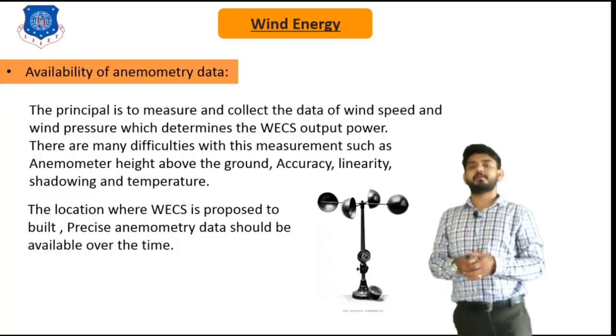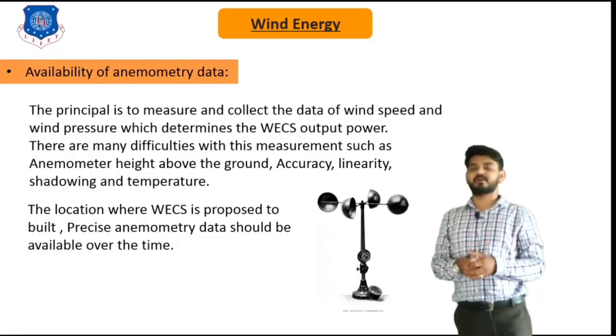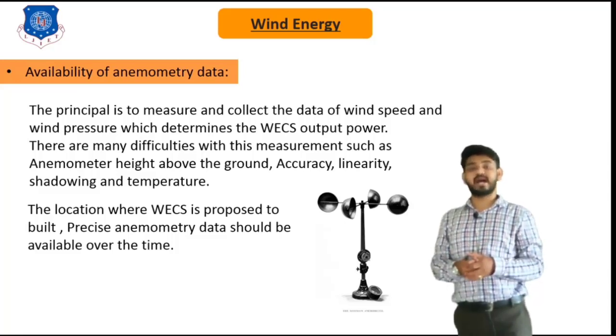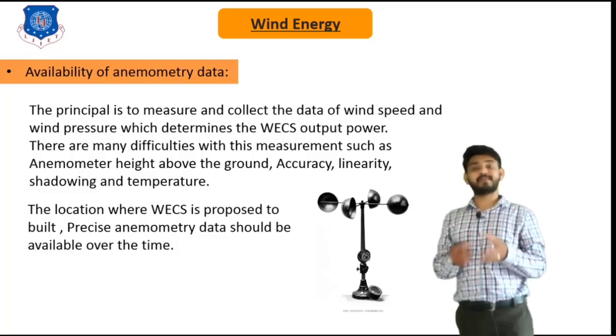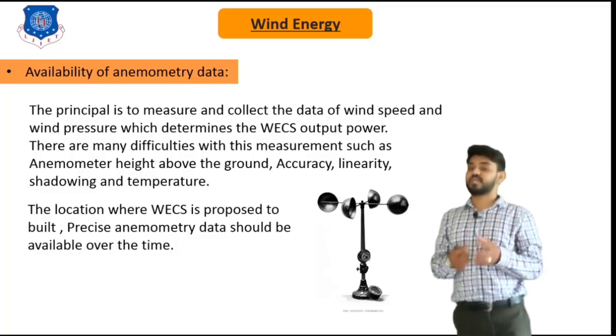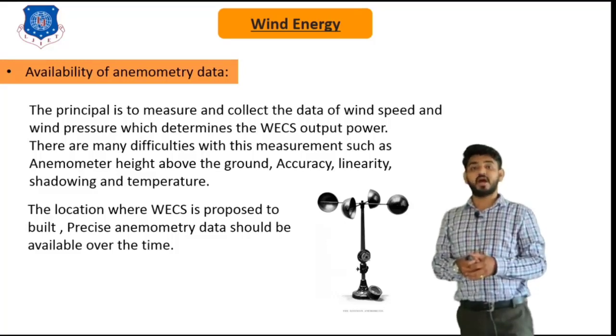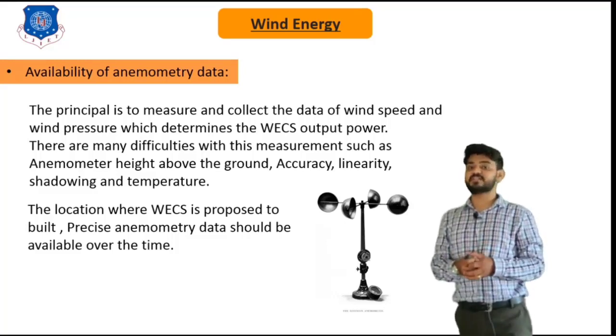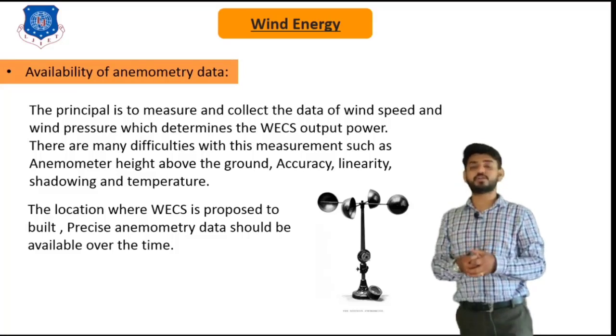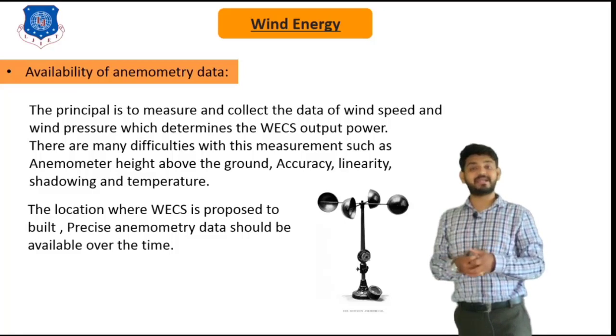There are many difficulties in measuring wind speed and wind pressure, such as the height of the anemometer above the ground, temperature effect, shading effect, and accuracy. The location where a wind energy conversion system is proposed to be built should have precise anemometry data.